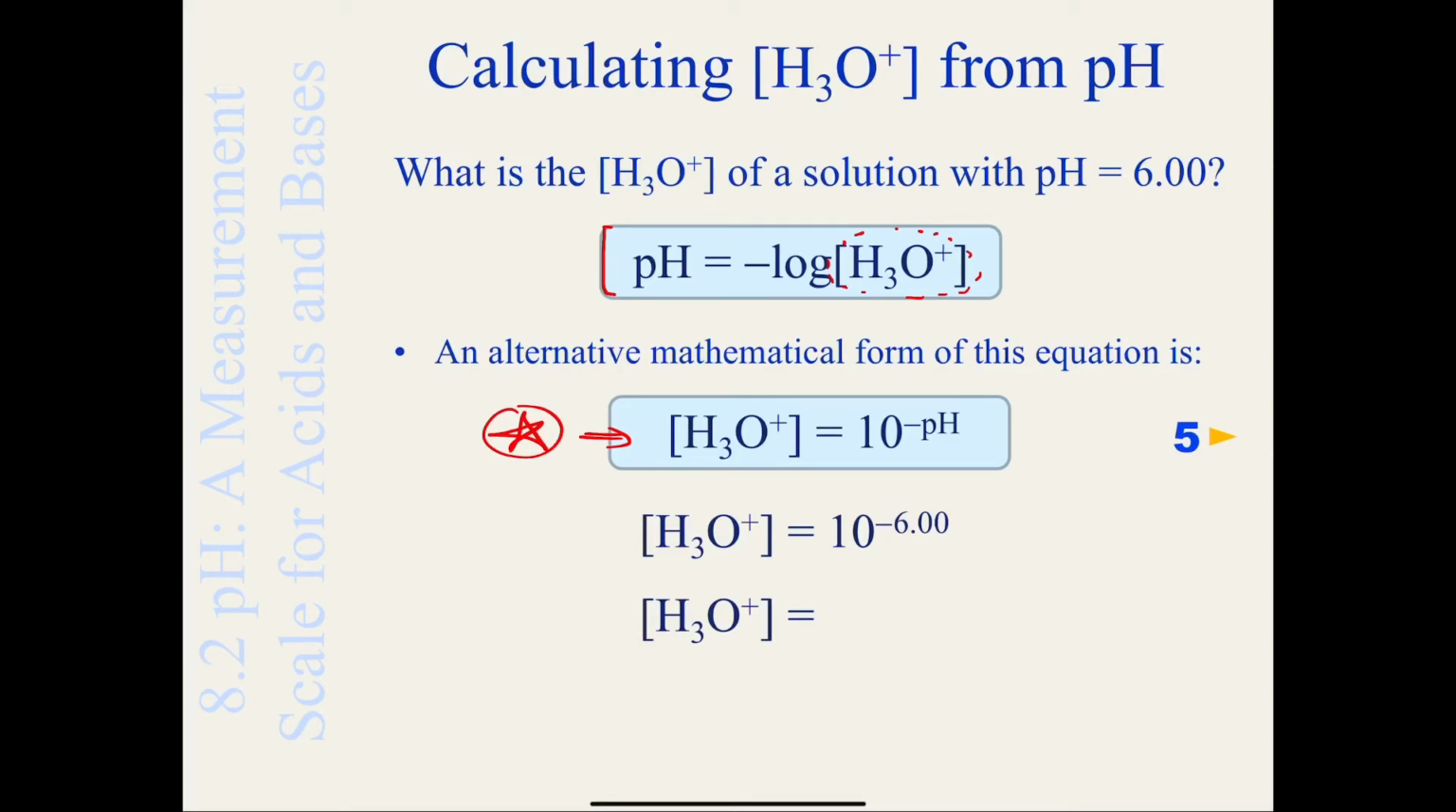At this point, it's just a matter of plugging the numbers into our calculator. But it's important that you realize that since I have 2 digits past the decimal place, I'm going to report my concentration to 2 significant figures and not 3. So when I punch that in my calculator, I get 1.0 times 10 to the negative 6 molar. The more practice that you do, the easier it will be to remember this formula. pH is equal to minus log times the concentration of hydronium, and the concentration of hydronium is equal to 10 to the power of negative pH.